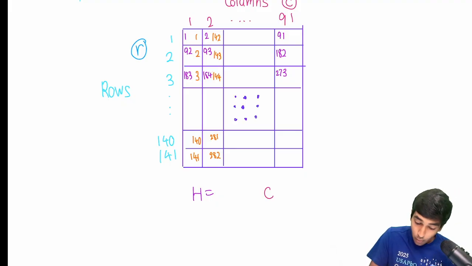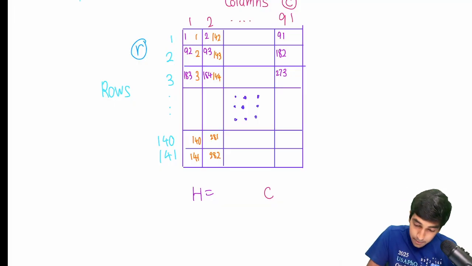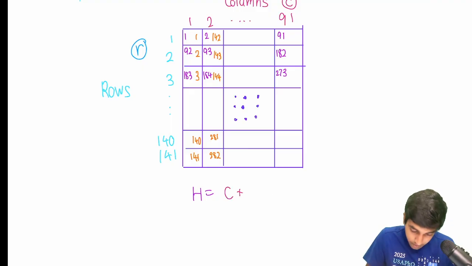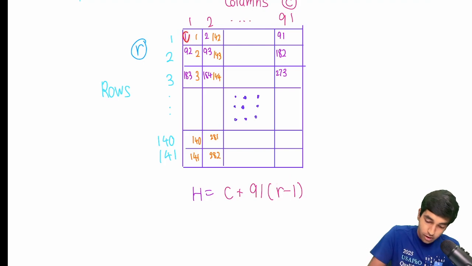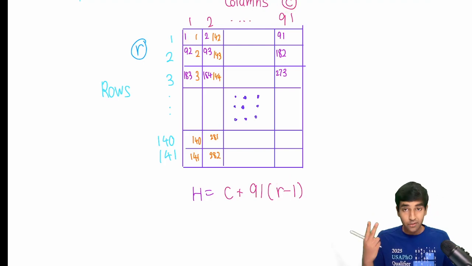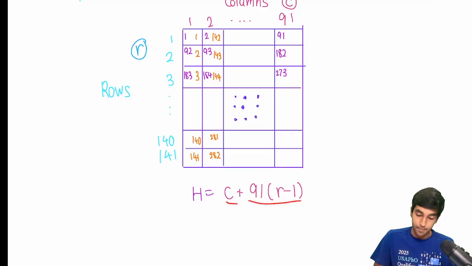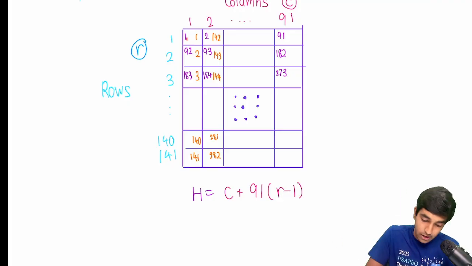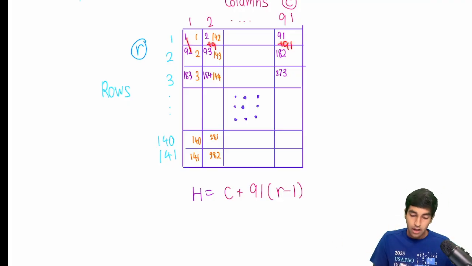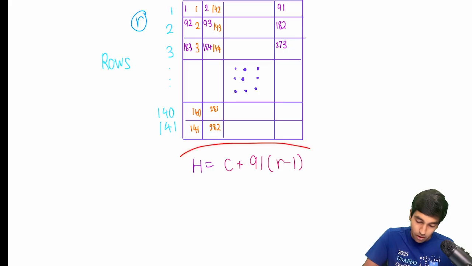So we always have the column number by default, 1 to 91. Then depending on which row we're in, we add an additional multiple of 91 depending on how many extra rows there are. In the first row, this quantity is 0, so it's just the column number. In the second row, we add 91 to the column number. We're increasing the number by 91 each time, and this continues till the very end. So Horace's number follows this exact expression.